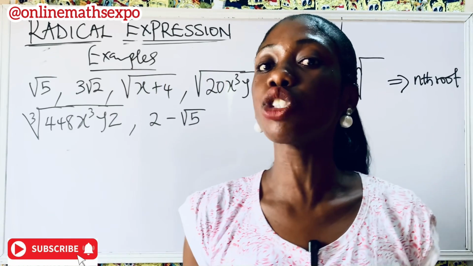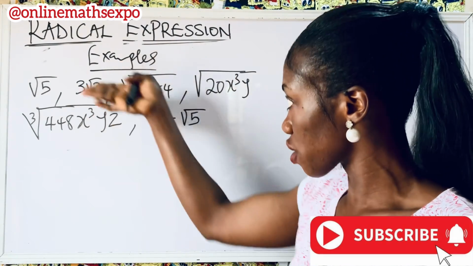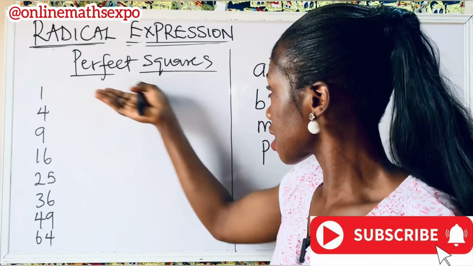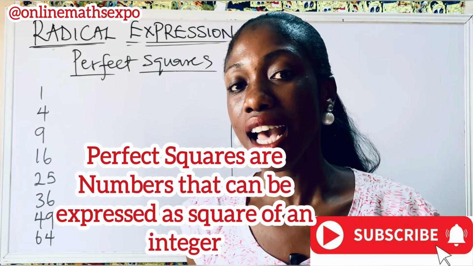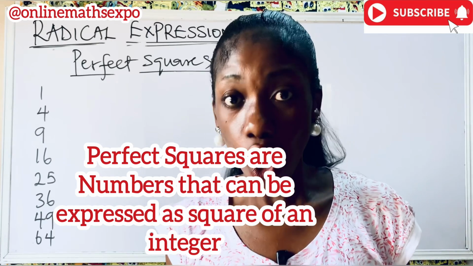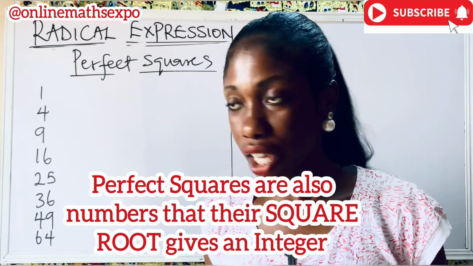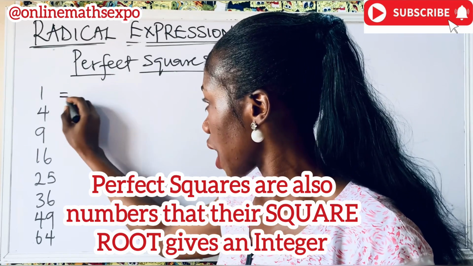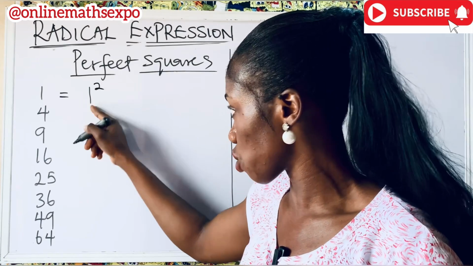Now join me also. Let me show you the perfect squares, because it's going to guide us as we discuss this radical expression. Let's look at these. These are what we call the perfect squares. Know that perfect squares are those numbers whose squares give you an integer, or whose square roots will also give you an integer. Now 1 is a perfect square, because you can express it as a square of 1 raised to power 2.